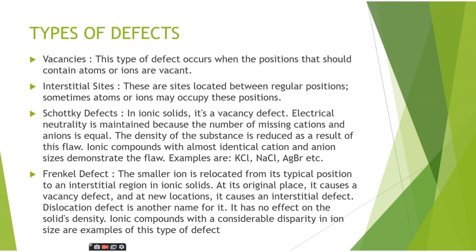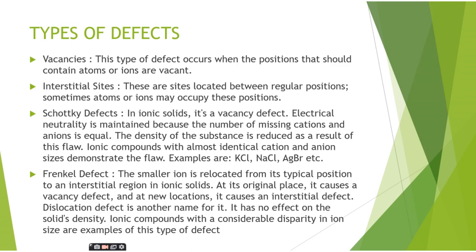Schottky defects. In ionic solids, it is a vacancy defect. Electrical neutrality is maintained because the number of missing cations and anions is equal. The density of the substance is reduced as a result of this defect. Ionic compounds with almost identical cation and anion sizes demonstrate the defect. Examples include KCl, NaCl, AgBr, etc.